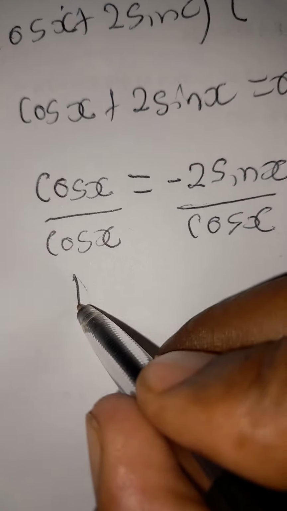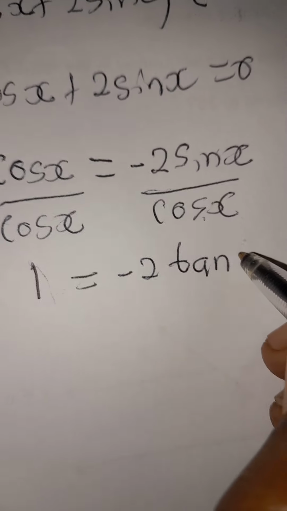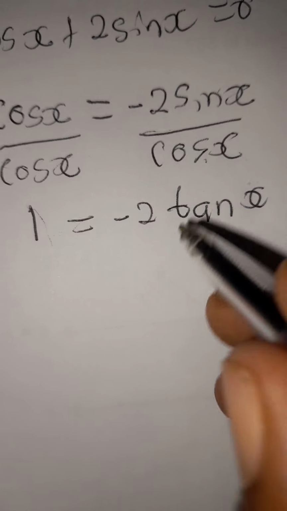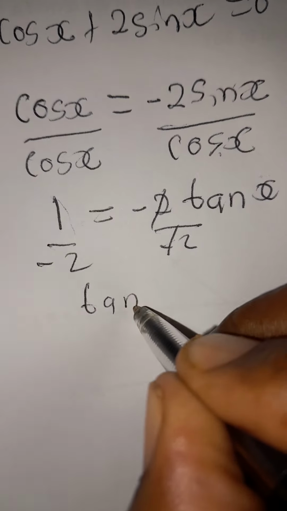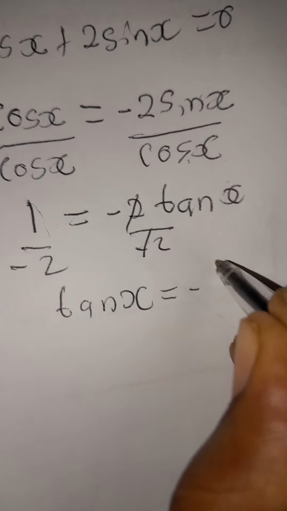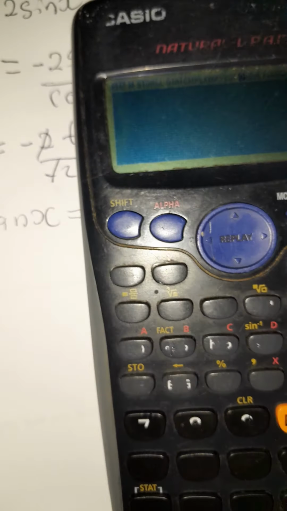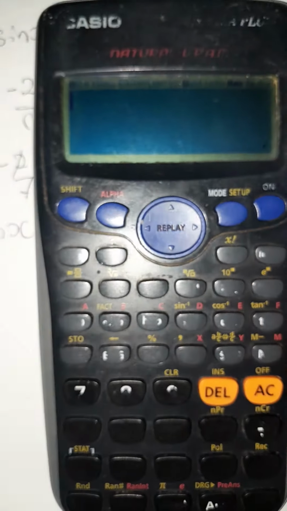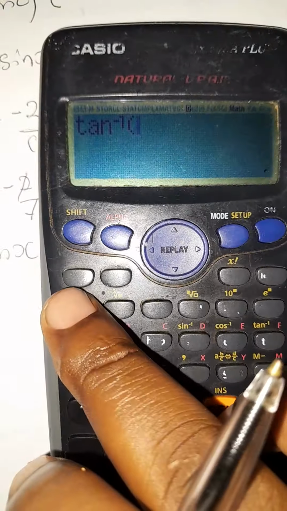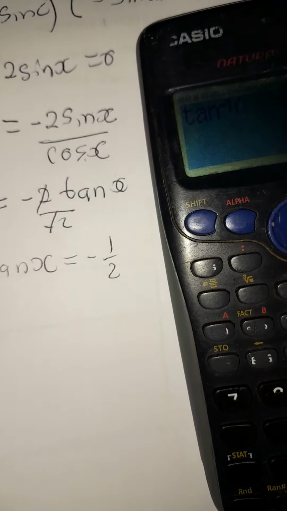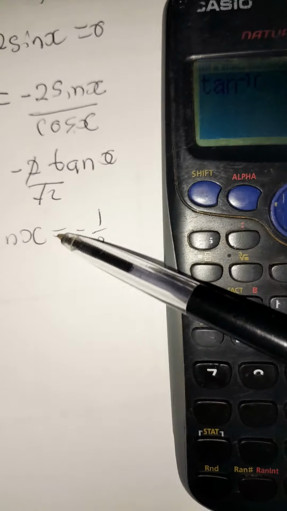So cos over cos, that will be 1. Then sine over cos, that will be tan x. So we're having negative 2 tan x. To make tan the subject, divide both sides by negative 2. Therefore, this will be tan x equals negative 2. Since we are looking for a general solution, we may use our calculator. We are looking for the reference angle, second function of tan. We are not going to put a negative value.